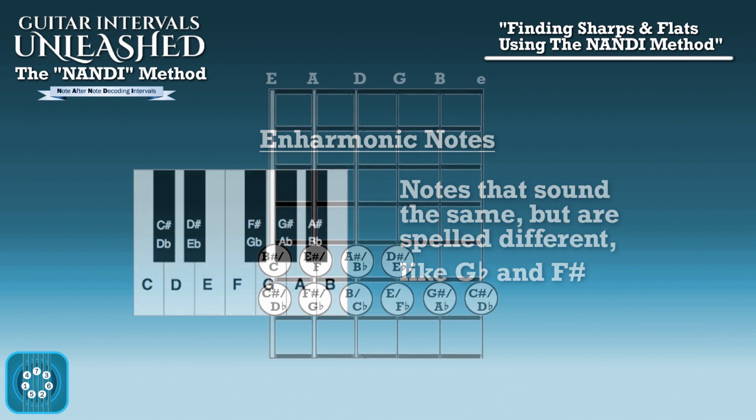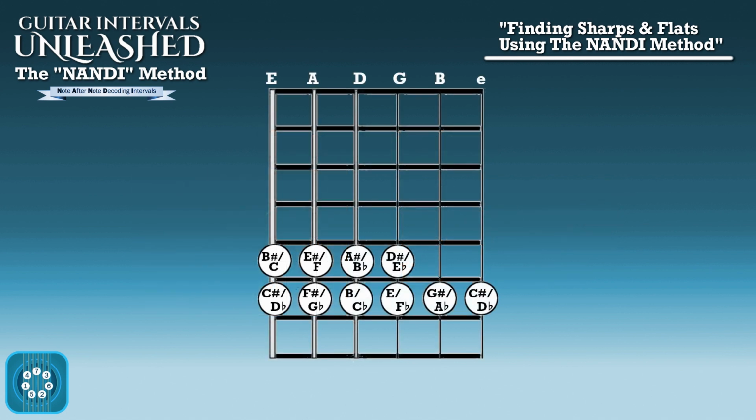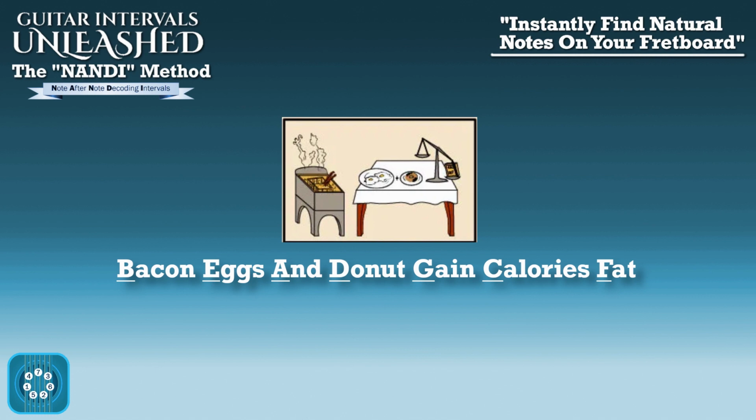Here we see a similar diagram as before, but instead of just seeing the natural notes or flats or sharps, we see all of the enharmonic notes with their names going across the fretboard. Remember, you can use the mnemonic bacon, eggs, and donuts gain calories fat for all the flats, sharps, and natural notes because the order is the same.